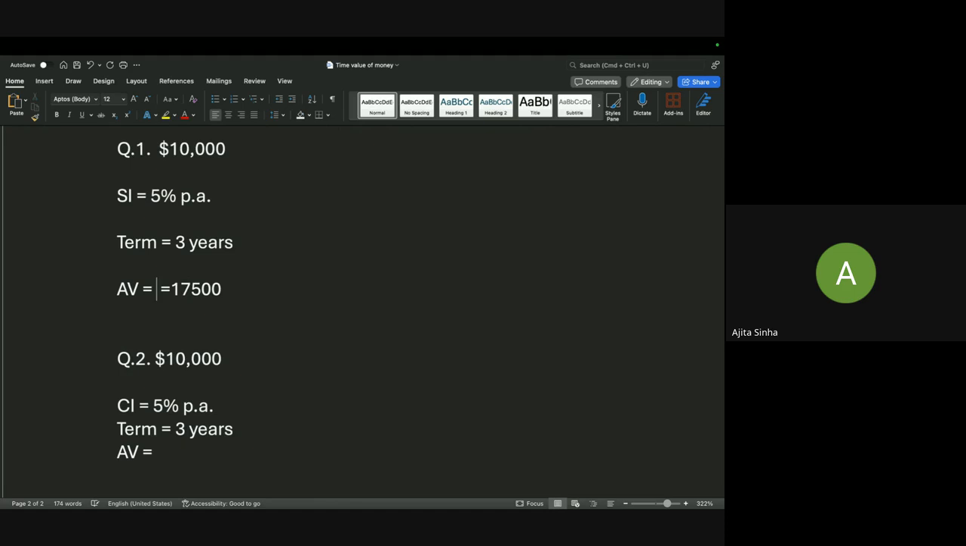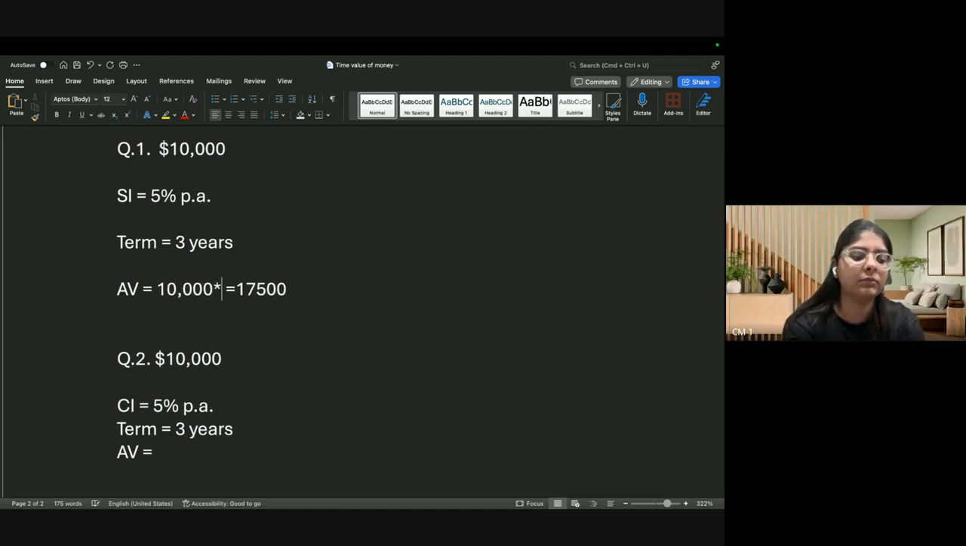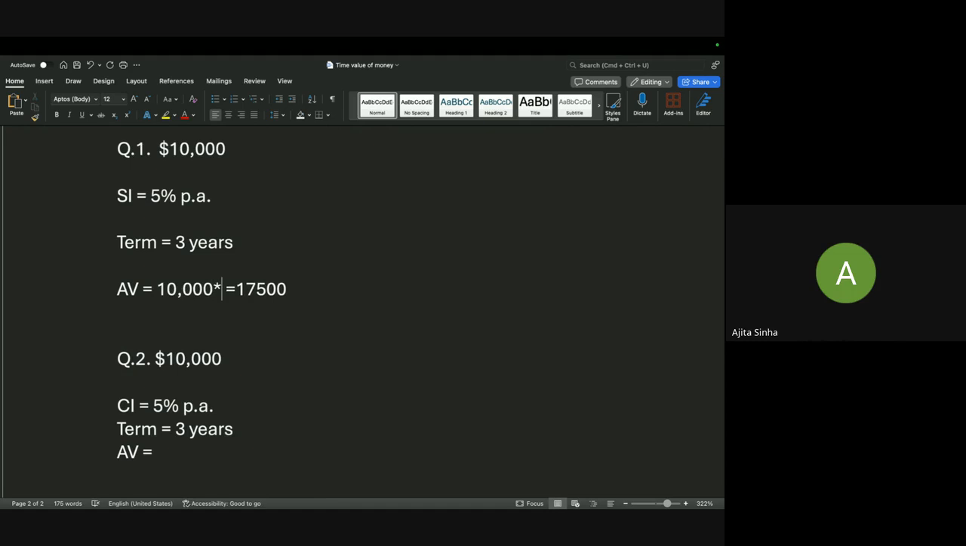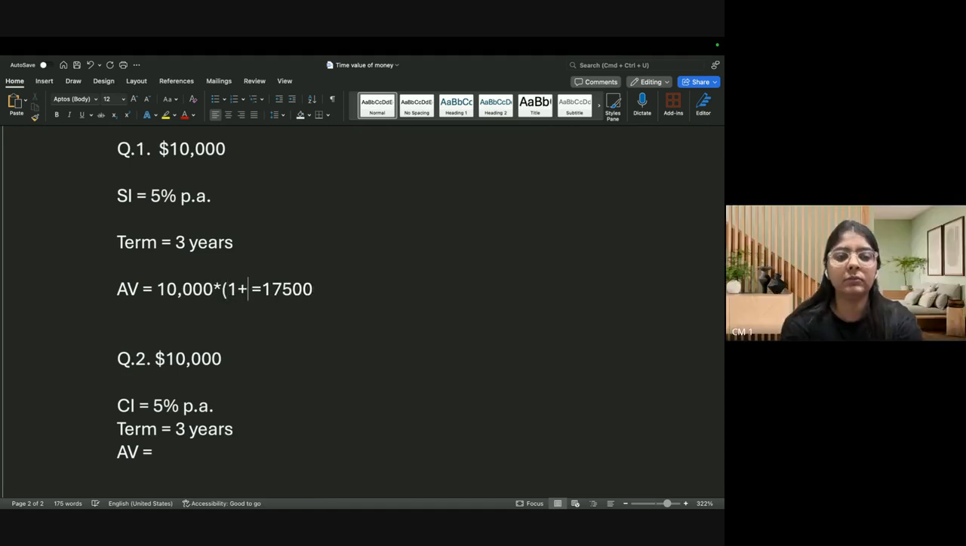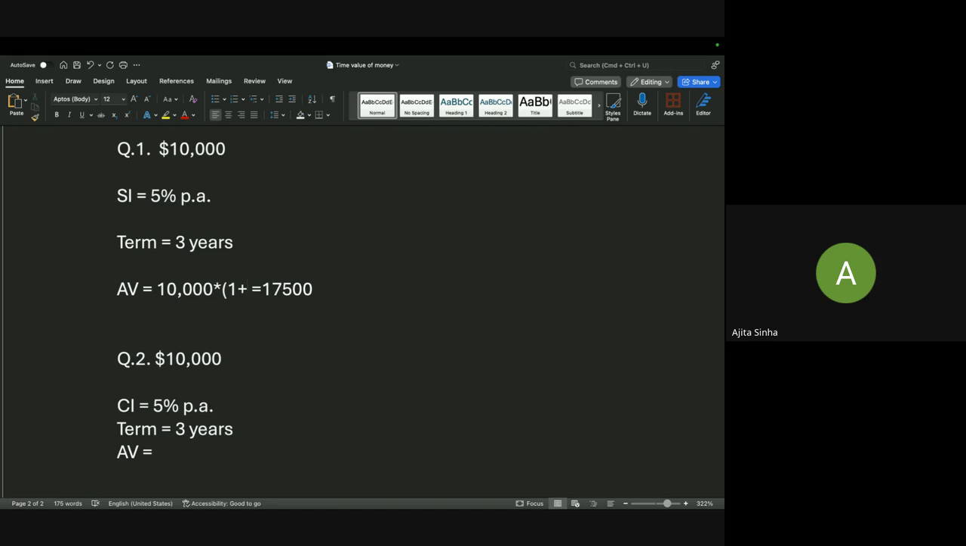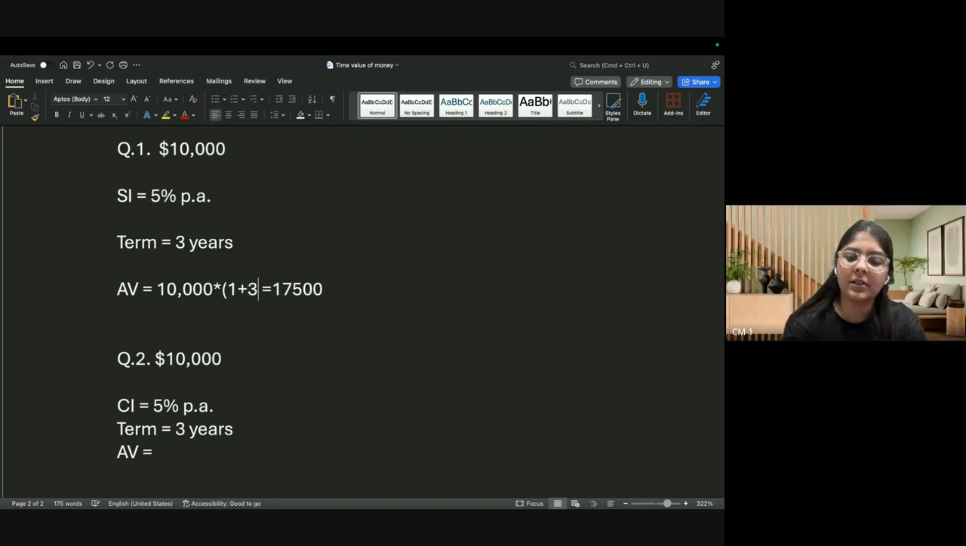So it is like 10,000 into 1 plus 3 into 0.05. Yeah, this is correct, 1 plus 3 into 0.05. You are getting this after solving. Let me solve and double check. Somebody else got a different answer. It is 1,000. Is everybody getting this?